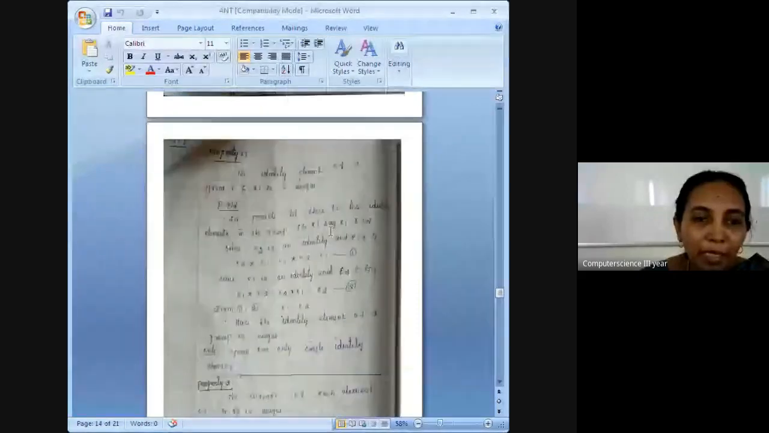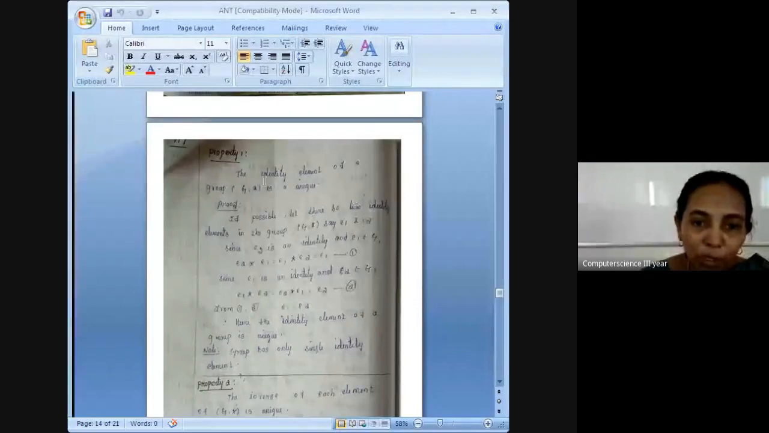The first property we did like that: the identity element of a group is unique. We have seen this property yesterday. Suppose there are two identity elements in a particular group; we have proved that the two identity elements are equal. This way we have proved the first property: the identity element of your group is unique.